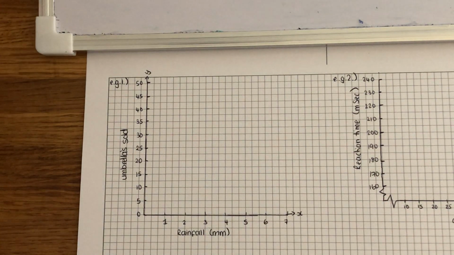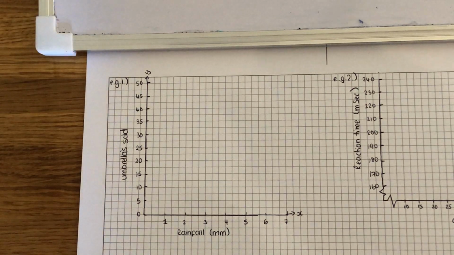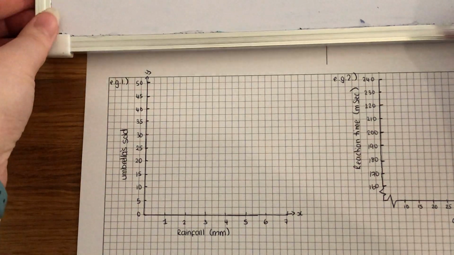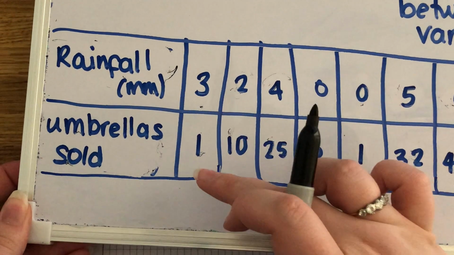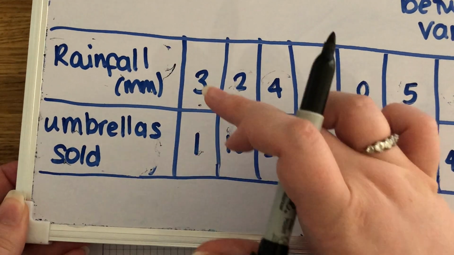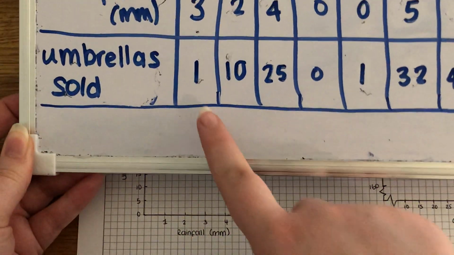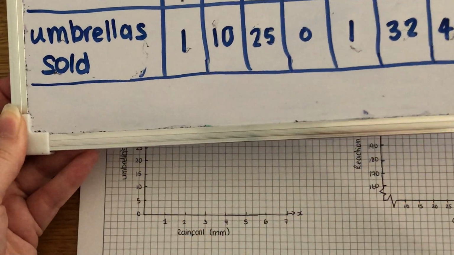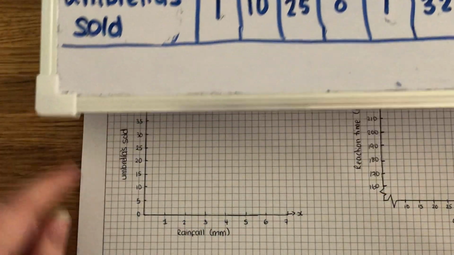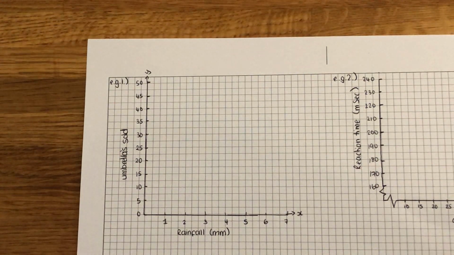Okay, so I'm going to get a pen. Now when you do this, the easiest way is to draw little crosses. So the first point is the rainfall is 3 and the umbrellas sold was 1. So we're going to go 3 across the x-axis, which is along here, and then we're going to go 1 up on the y-axis. Now obviously 1 is going to be quite tight, because if you look at my axes, I've gone up in 5s rather than 1s, just because I know the highest one's 47. I haven't got 47 squares up on my piece of paper, so I've gone up in 5s instead.